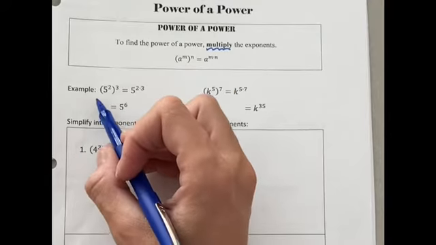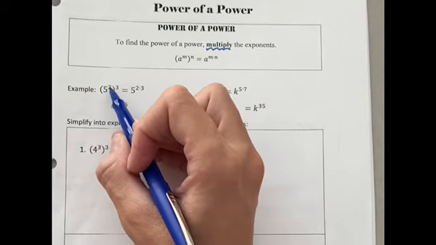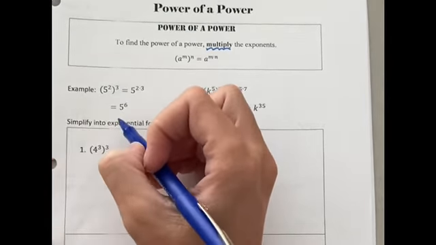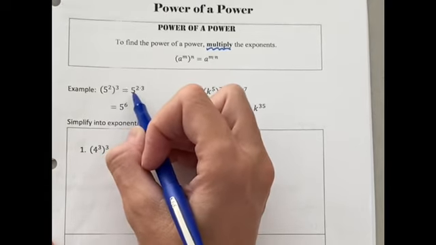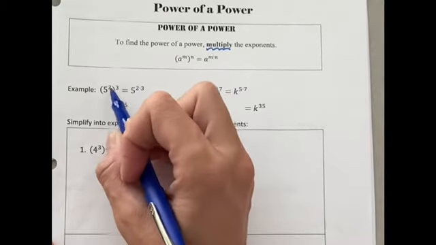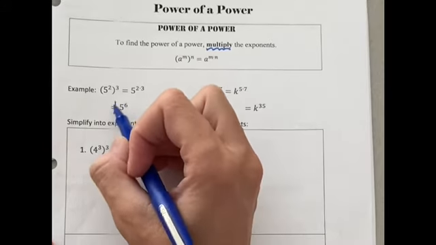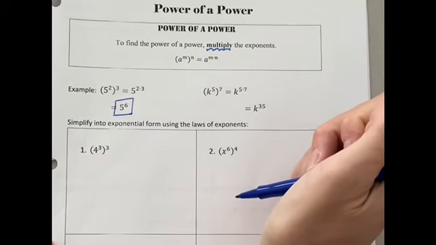So let's look, for example, here. I have 5 raised to the 2nd, and that's all raised to the 3rd power. So what I'm going to do is keep that base of 5, and I'm going to multiply 2 times 3, my 2 exponents. And that gives me 5 to the 6th power.